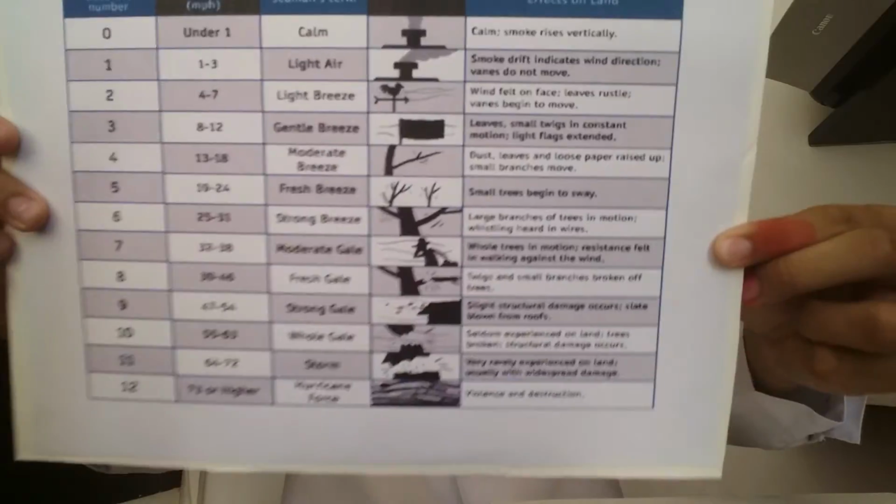Feel free to pause the video if you want to see the scale any longer. So the wind can be measured in a lot of different ways. Some of the most popular are the wind's direction and the wind speed. So the wind speed can be measured using the anemometer, which is this.